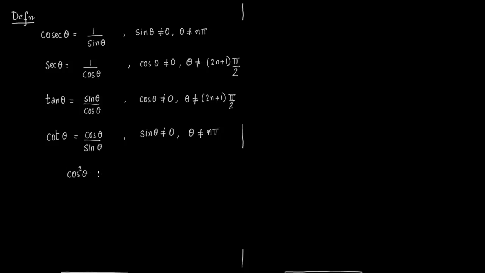Now we write the identity cos square theta plus sine square theta equals 1. We have already shown how this comes from Pythagoras theorem. Now you divide both sides by cos square theta. So cos square theta by cos square theta gives you 1, sine square theta by cos square theta gives you tan square theta, and 1 divided by cos square theta gives you secant square theta. So this is equation 1. You divide left hand side and right hand side by cos square theta.